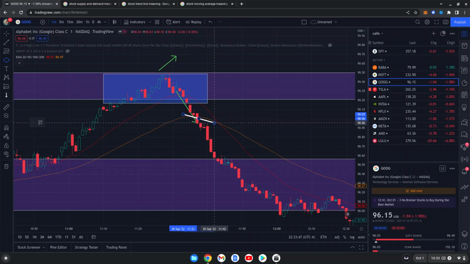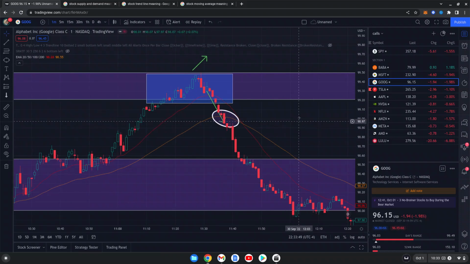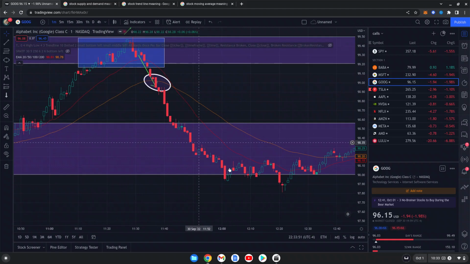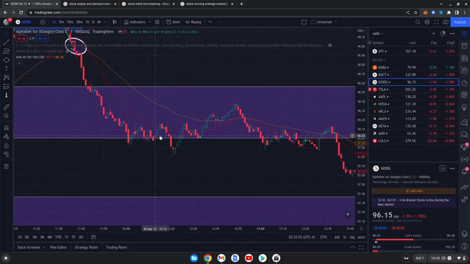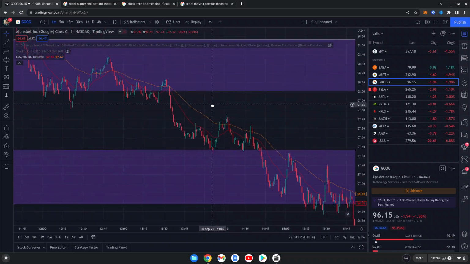around right here and sell at our demand zone again. And same thing in our demand zone, they're fighting again for who takes over, and we start to break below.